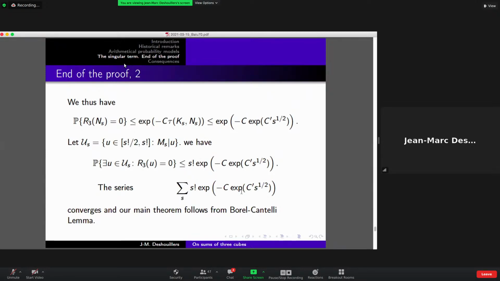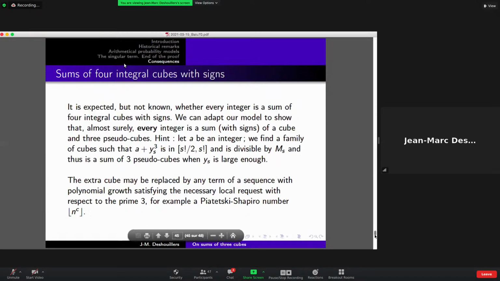And so again, our main theorem will follow from the Borel-Cantelli lemma. So it tells you that from some point onward, depending on little omega, there exists some S0 depending on little omega, such that all the elements in the union of all these sets are all sums of 3 pseudo-cubes. So it's rather convincing in some way, if you believe in this model. So okay, this is for the main thing.